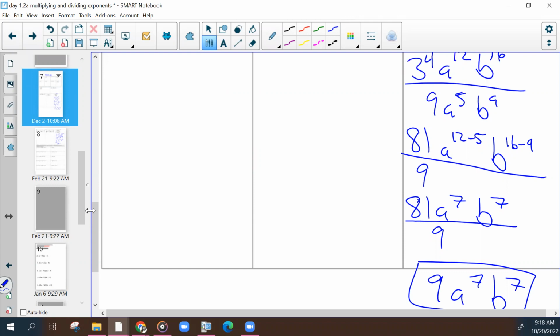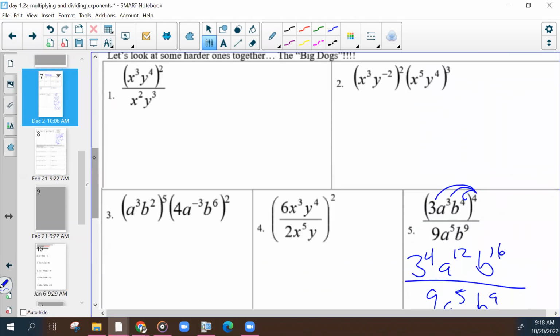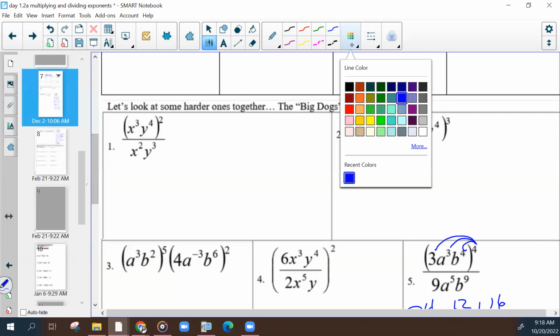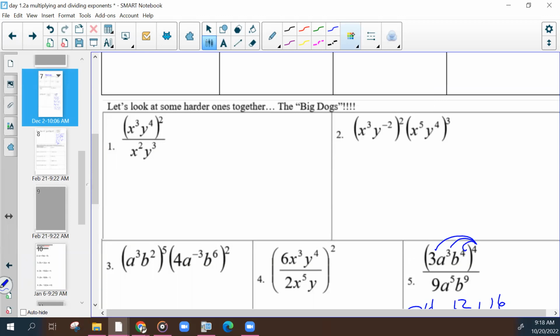Right, other questions, 1 through 7? Yes, 2. Number 2, you're good. For number 2, what is our first step? Distribute the exponents, or multiply the exponents to the other exponents.